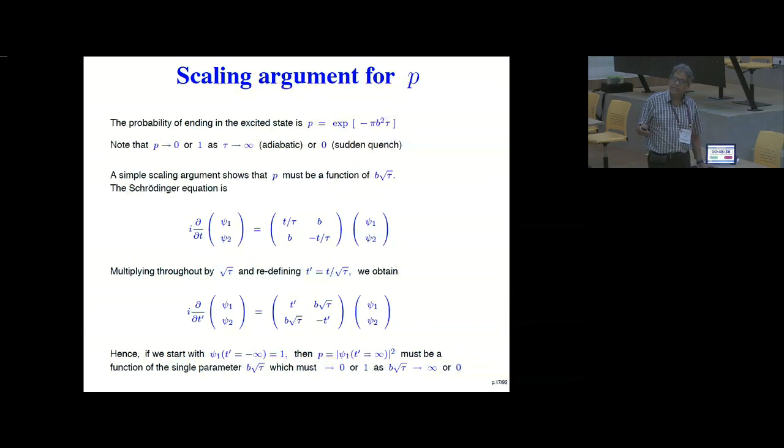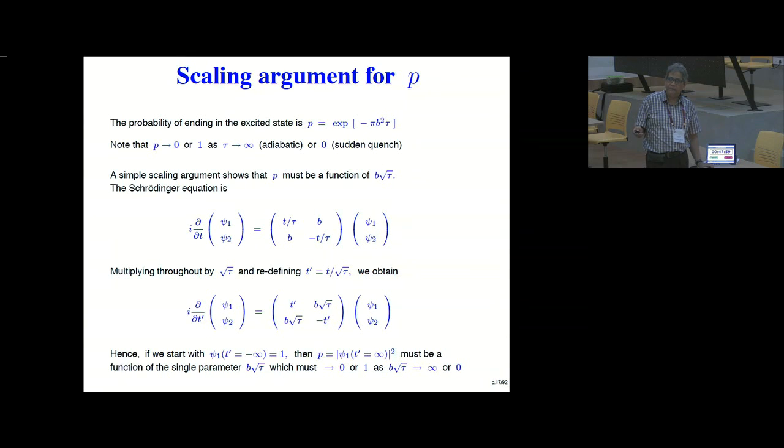So the probability of ending in the excited state is this, and I've already told you why it has these particular limits. Now, it's nice to have this result, but in many of the generalizations that I'll talk about, you won't have an exact result like that. So it's useful to know why it has this particular form, even if you don't know this exact result. So let me just show you that P must be a function of B root tau. Even if you don't know the exact form, it's a function of B root tau, so that you know at least what the scaling variable is.